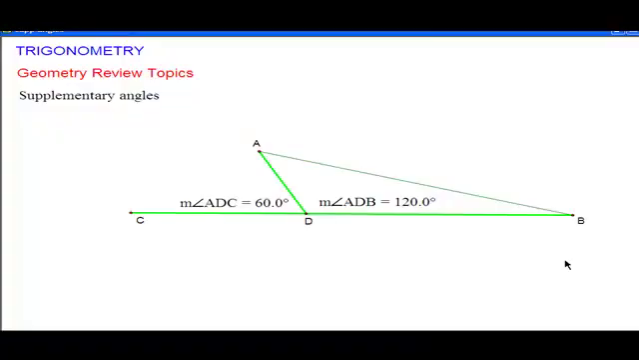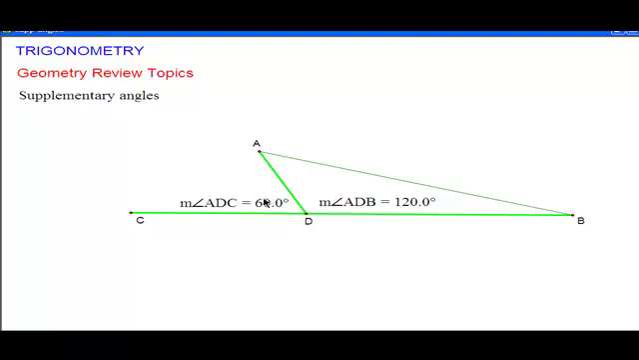We are going to be reviewing a few topics from geometry which are helpful to us in the study of trigonometry. One of these is the concept of supplementary angles. Supplementary angles are two angles which together seem to form a straight line. If it looks like a straight line in geometry or trigonometry, you can assume that it is. It's one of the assumptions you can make.